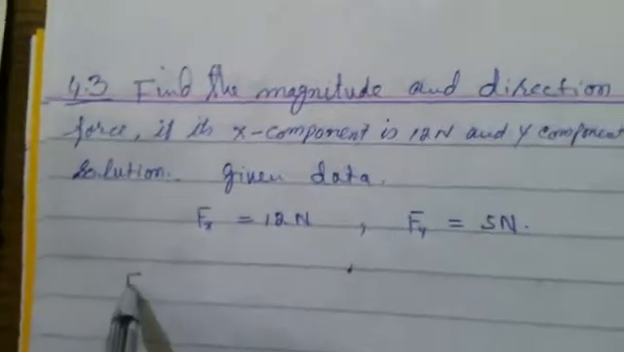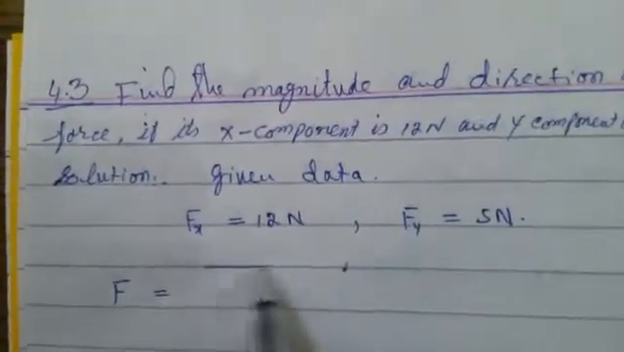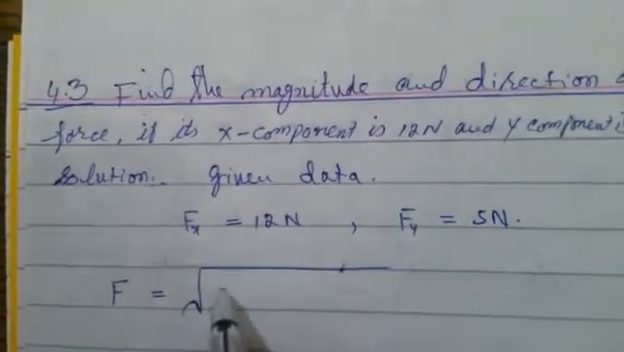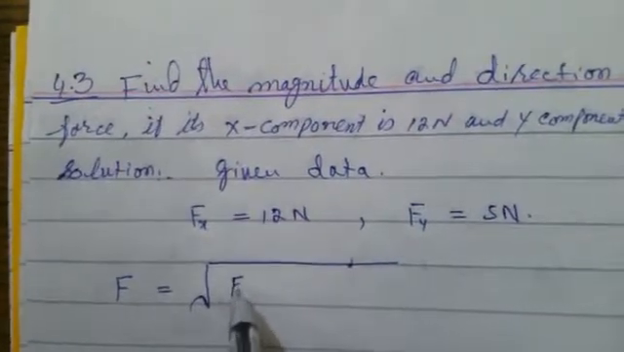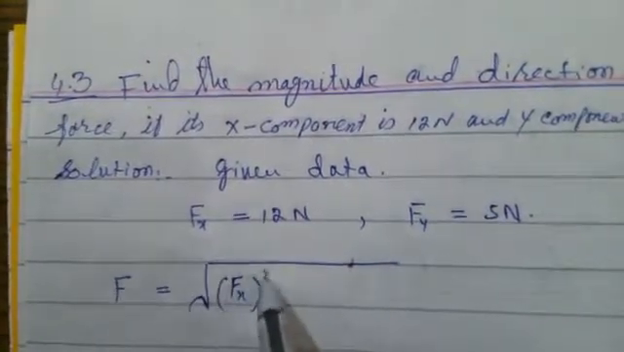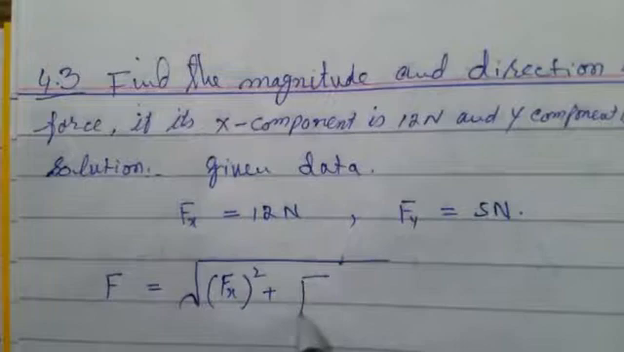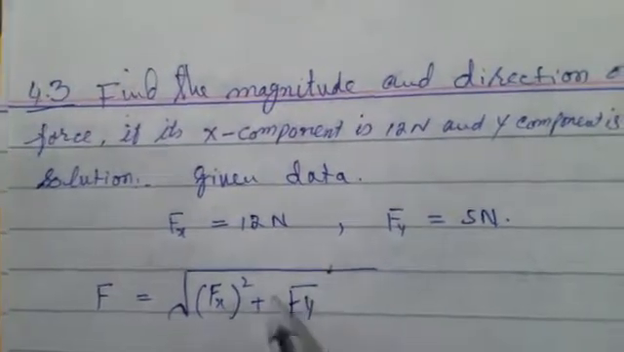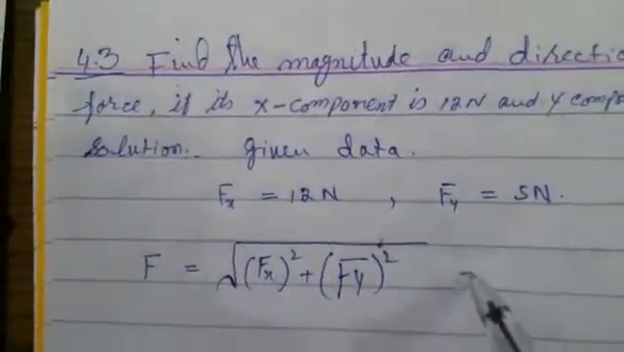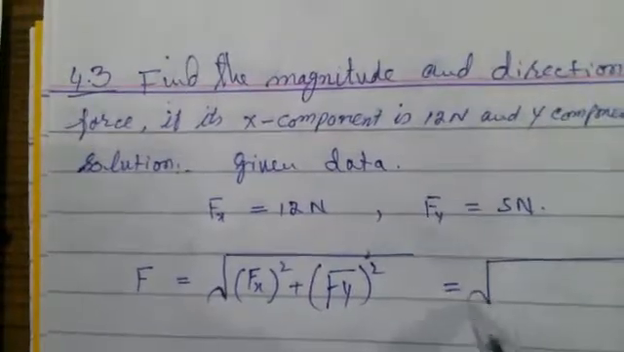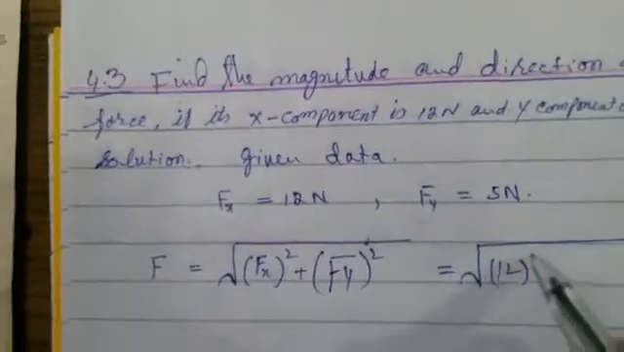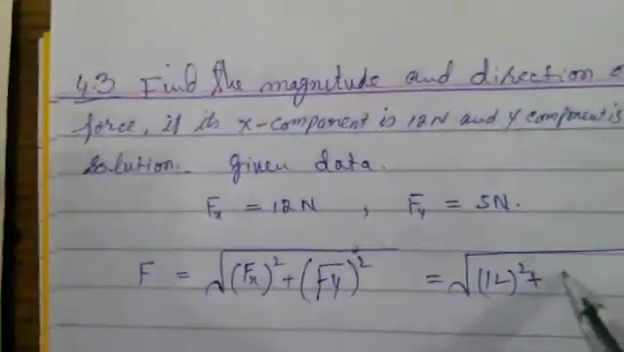Magnitude of force F is equal to under root Fx square plus Fy square, which is equal to 12 square plus 5 square.